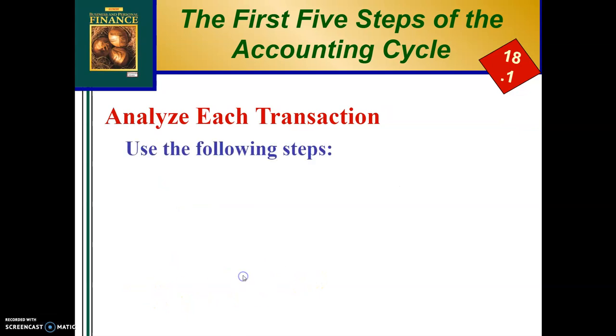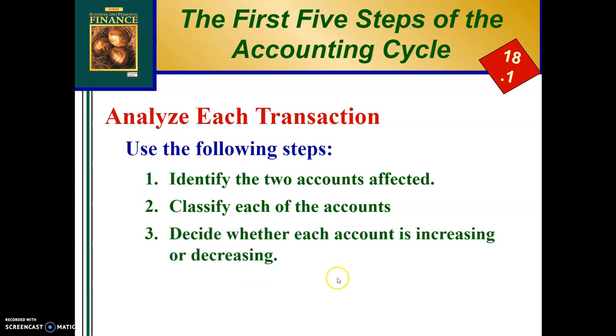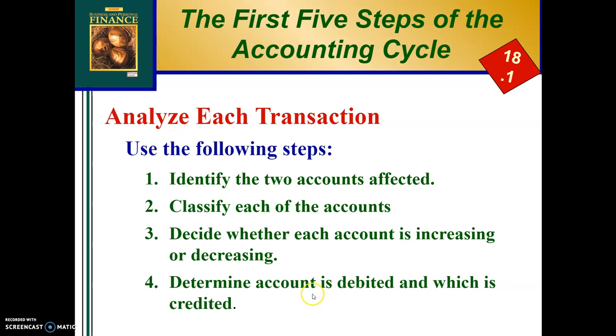Now, when analyzing each transaction, use the following steps. First, identify the 2 accounts that are affected. Then classify each of the accounts, whether they're asset, liability, or owner's equity. Decide whether each account is increasing or decreasing, and then apply that properly by indicating if the account should be debited or credited.